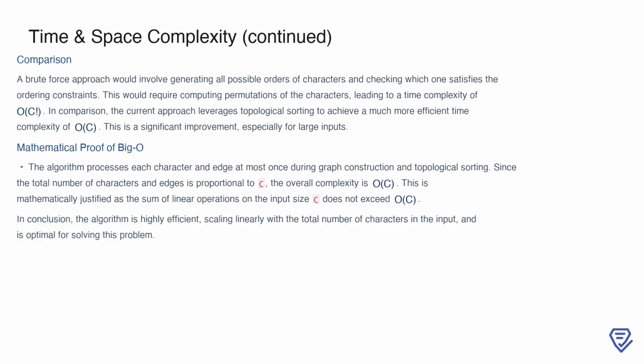Finally, we can mathematically justify the big O notation. Since every character and edge is processed at most once during both graph construction and topological sorting, and the total number of characters and edges is proportional to C, the overall time complexity is O(C). This linear scaling makes the algorithm highly efficient and optimal for this problem.